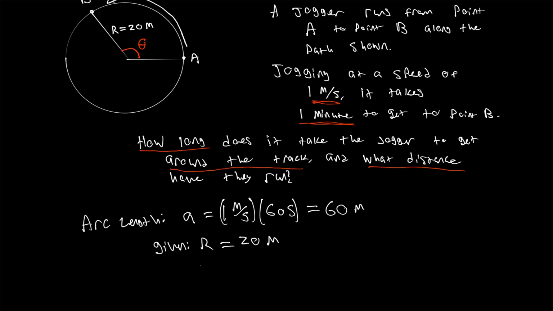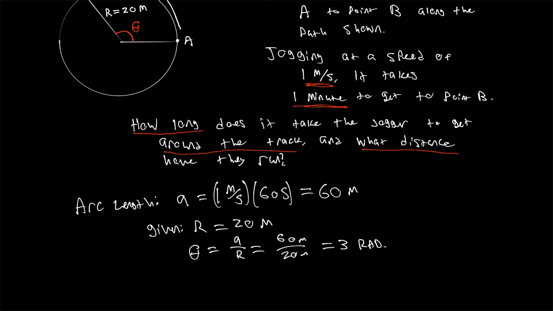And we'll say that theta equals arc length over radius, which is equal to 60 meters over 20 meters, which is equal to 3 radians. So we're asked 2 questions. How long does it take to get around the track, and what distance do they run?